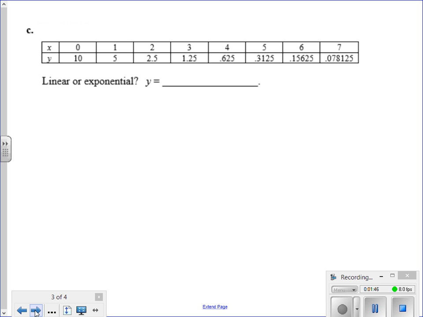Now let's look at question C, linear or exponential. Well, let's see, if I'm subtracting, I'd be subtracting 5 to get from 10 to 5, and then subtracting 2.5 to go from 5 to 2.5. So that doesn't seem correct that it's going to be linear. So all I'm left with is that this is an exponential function.